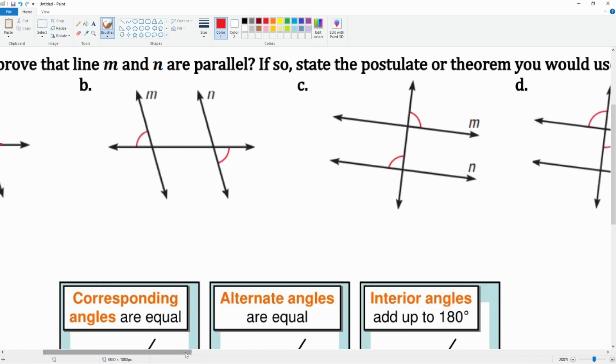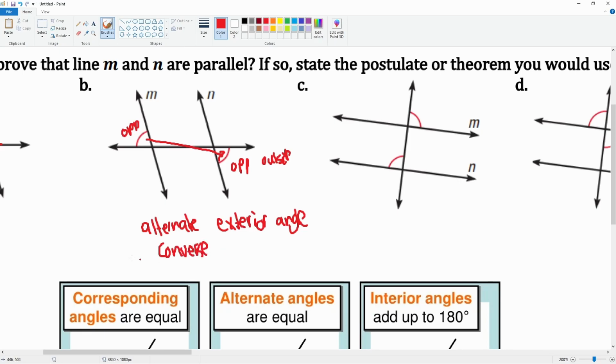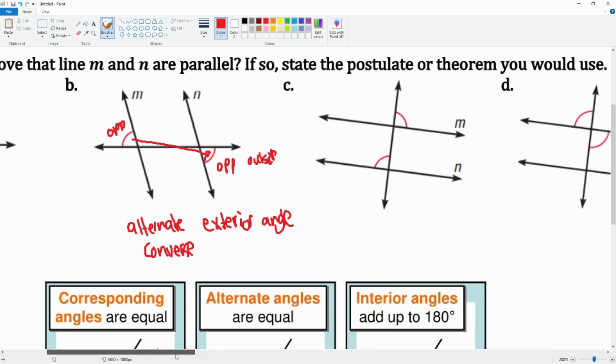Okay, next, these look like it is opposite, because take a look. You see how they're crossing, and they're both on the outside. So that would be your alternate exterior angles converse. Okay, that allows you to prove that they're parallel.